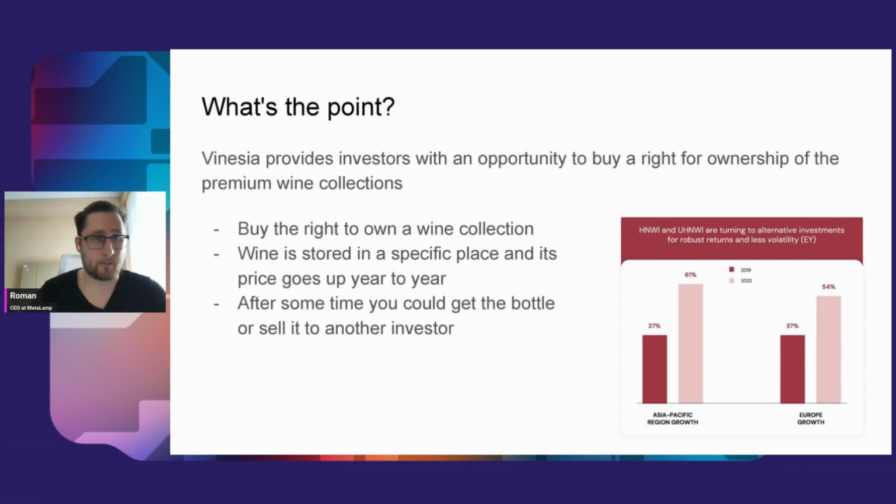It's a European company, and Venezia provides investors with an opportunity to buy a right for ownership of premium wine collections. So they do not sell wine as a bottle or as just a regular product. It's an investment instrument for their clients.